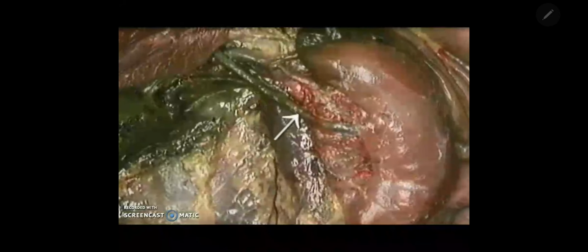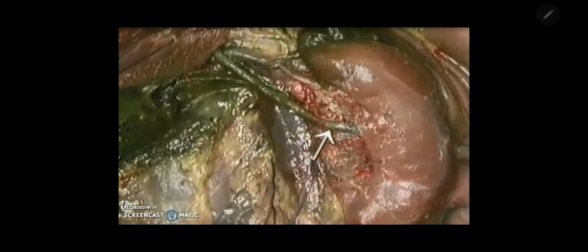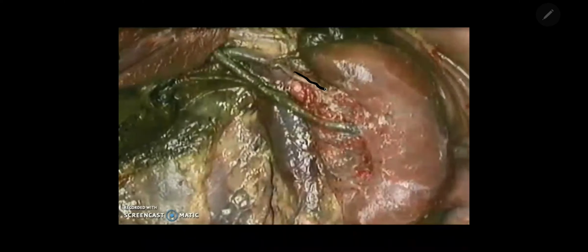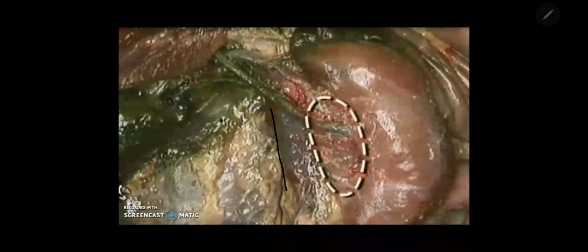that is the common bile duct, and here you can see the gastroduodenal branch supplying the stomach and the first part of the duodenum. You can notice the inferior vena cava here, that is the head of the pancreas. So these are the posterior relations of the duodenum second part.